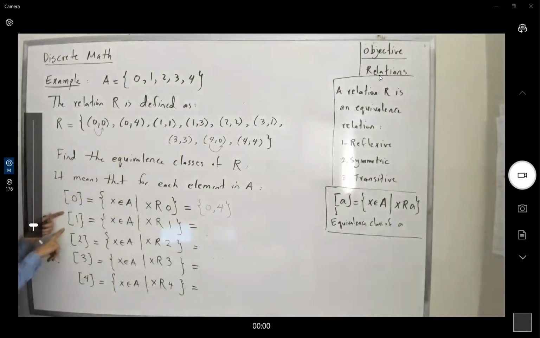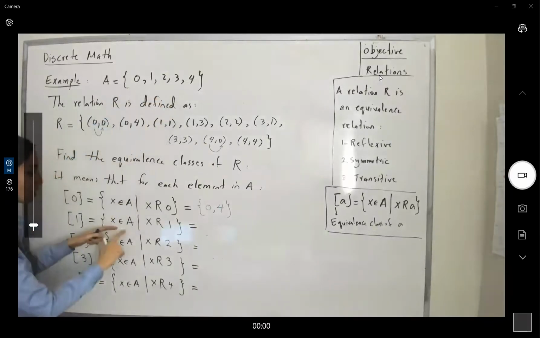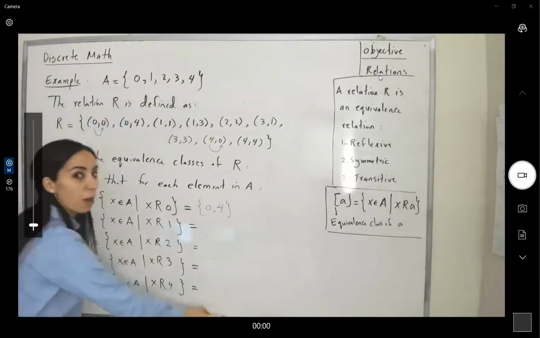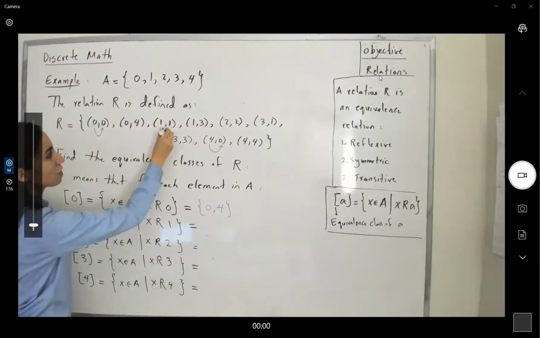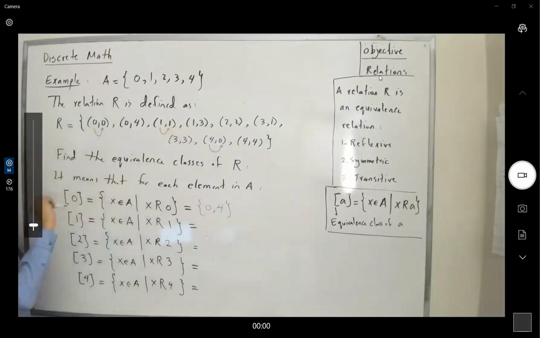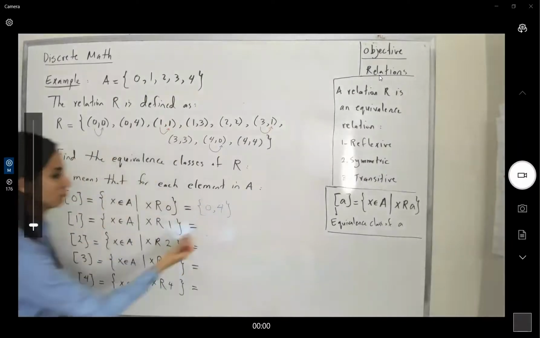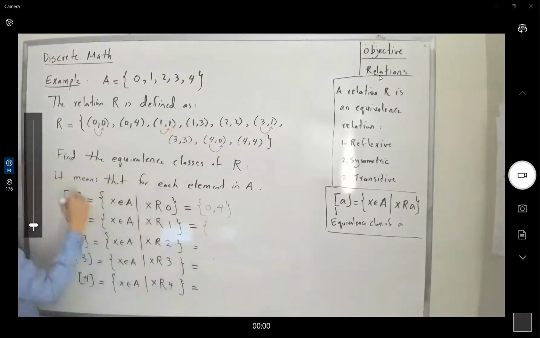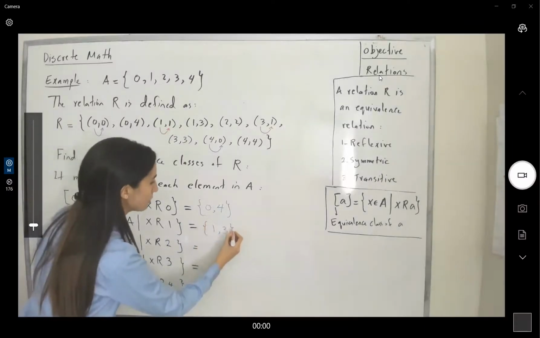What's the equivalence class of 1? All the members of A such that they are in relation with 1. So what are those numbers in A that are in relation with 1? Okay, 1 is in relation with 1. What else do we have? 3 is in relation with 1. Okay, we have 1 and 3.